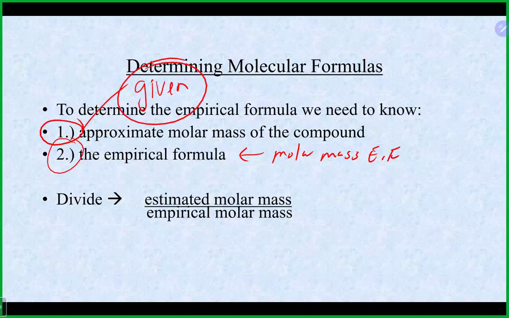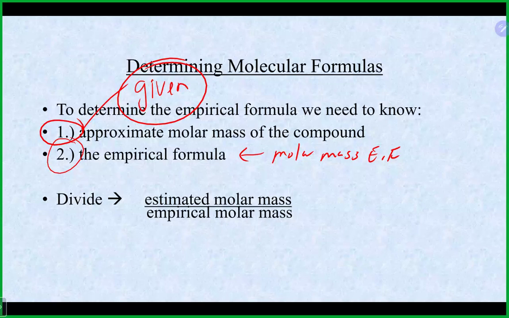Somewhere in the problem, they'll say this compound has a molar mass of like 100 grams per mole. They may also not necessarily give you just one number. They may give you a range, like the molar mass is between 100 and 120 grams per mole. So they sometimes will give you a range of the molar mass, or they'll just give you a number.